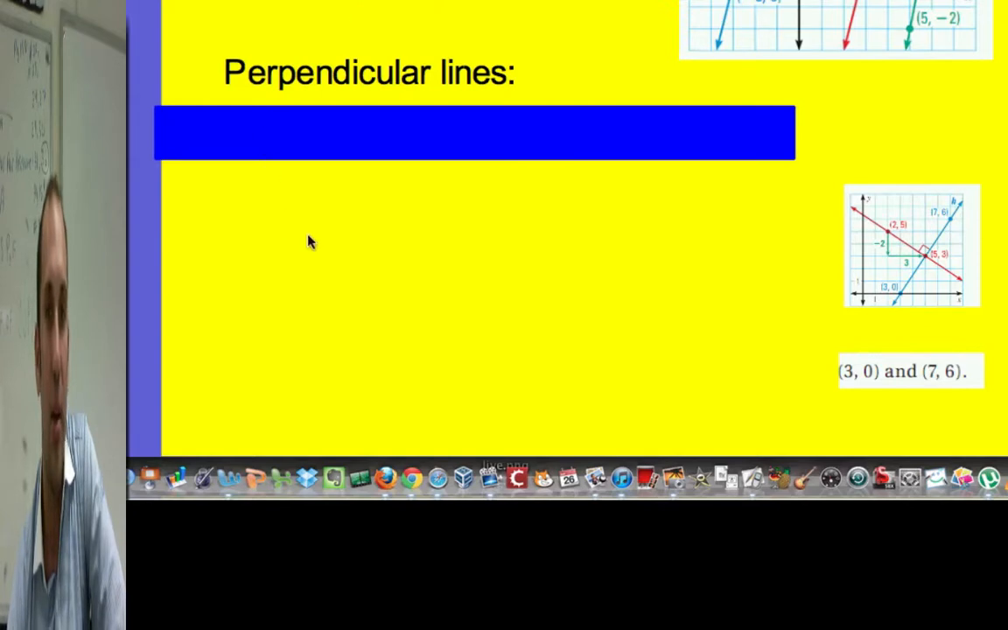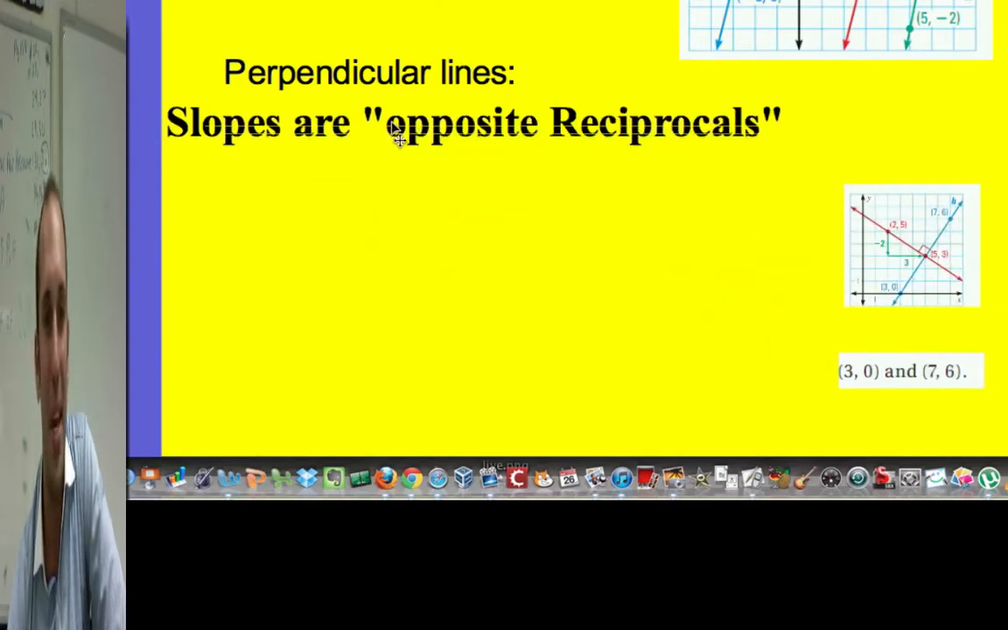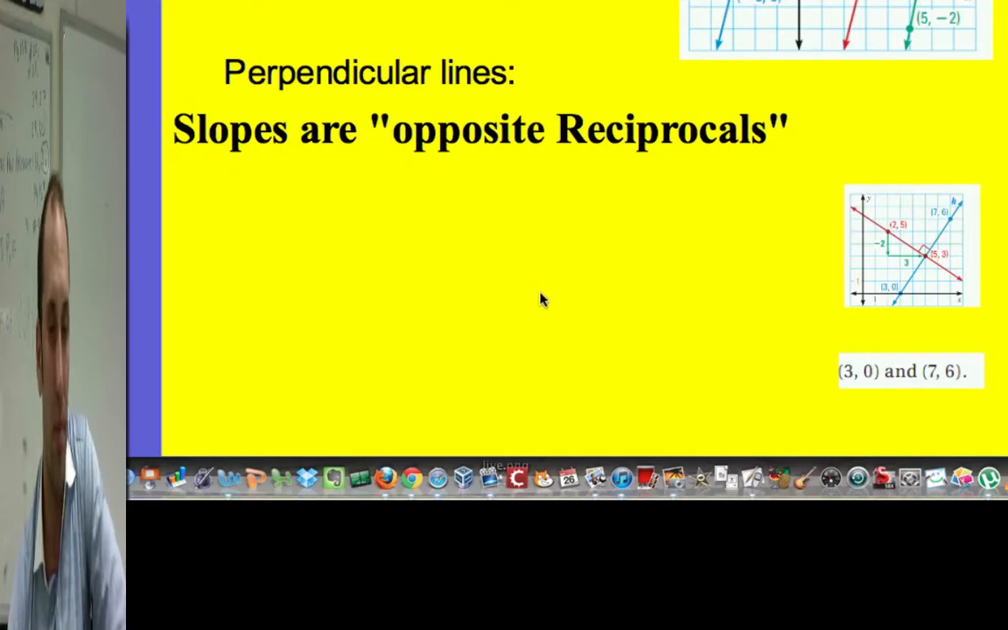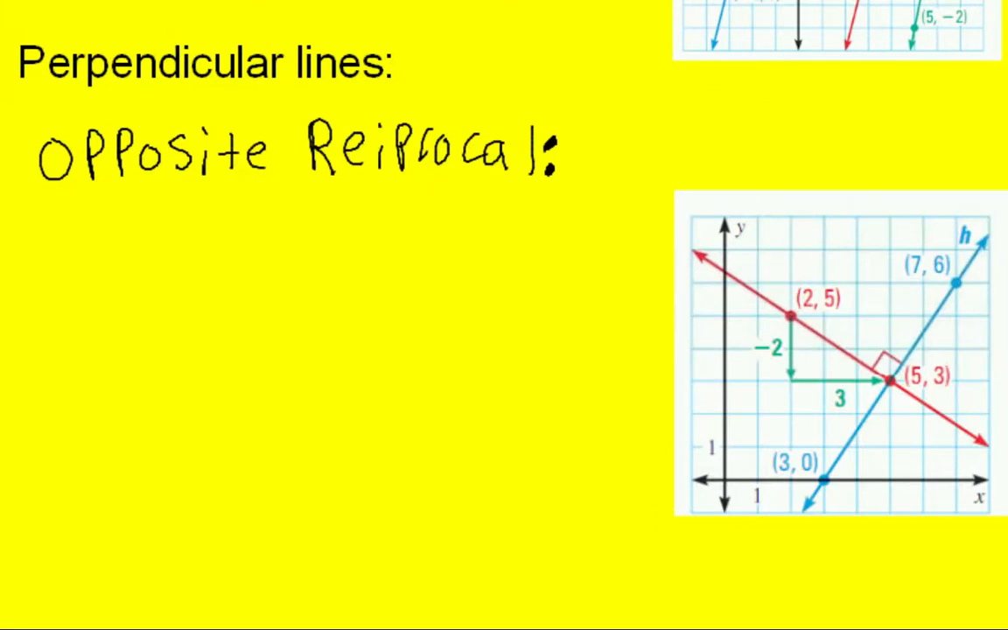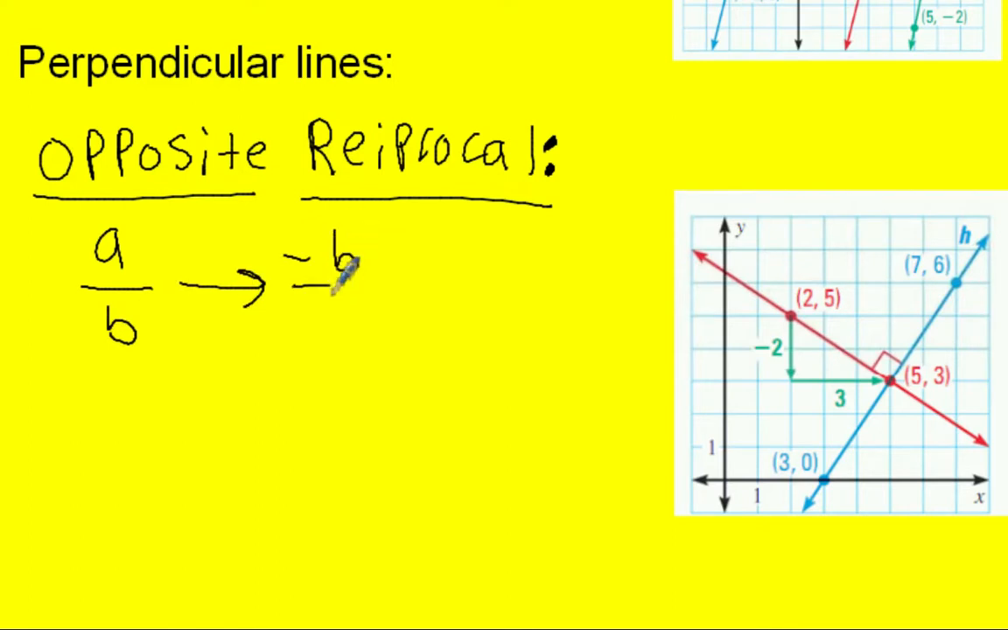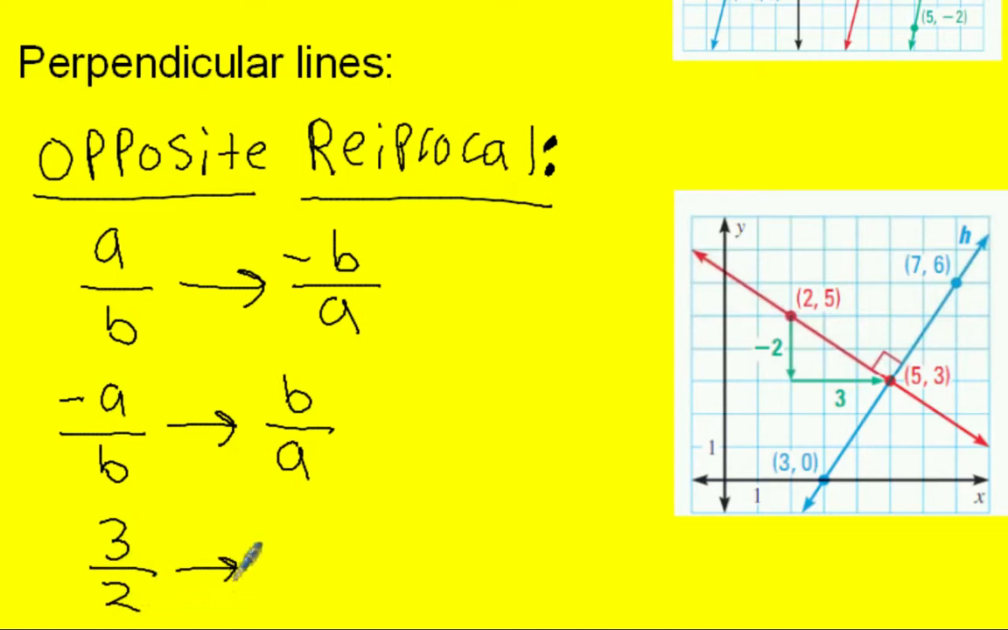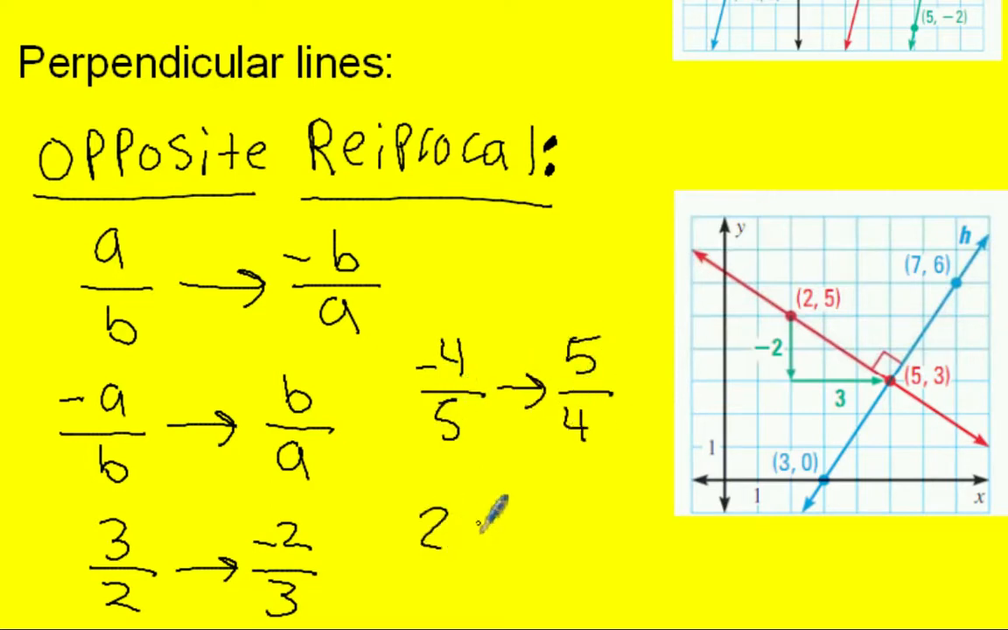Perpendicular lines. All right, these slopes are going to be opposite reciprocals. Well, what's an opposite reciprocal? Here are some examples of opposite reciprocals. We can have a over b, and that turns into negative b over a. Let's take a look at some other ones. If I had negative a over b, then that turns into what? Positive b over a. Keep on looking at some more examples. If I have 3 over 2, what does that turn into? Negative 2/3. Okay, another opposite reciprocal, negative 4/5, that turns into 5/4. What about 2? Oh, negative 1/2.